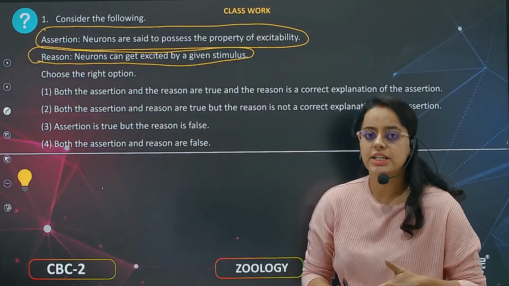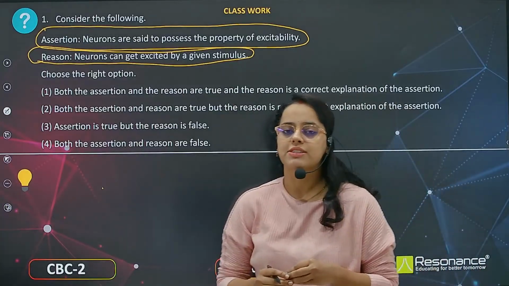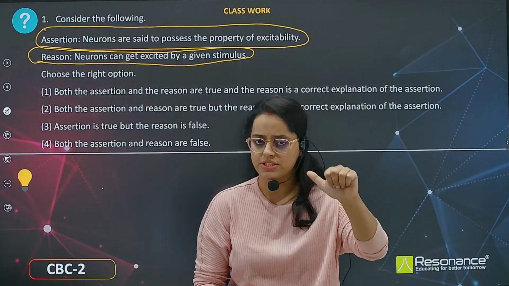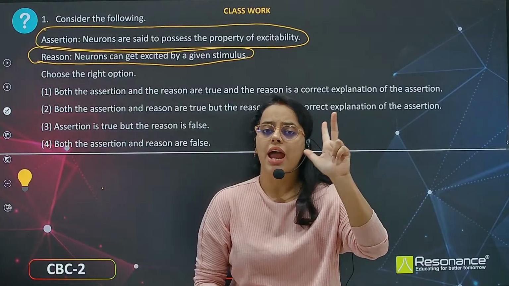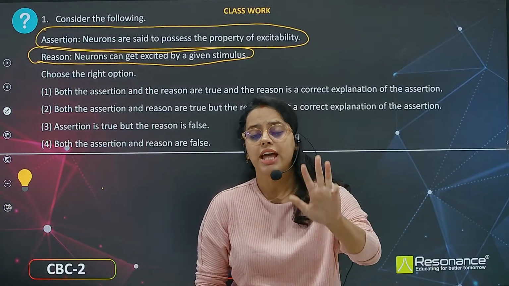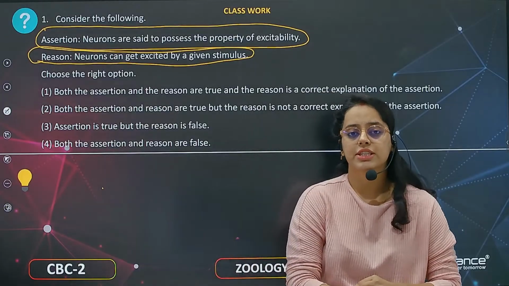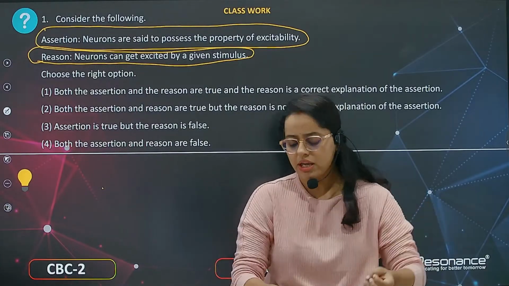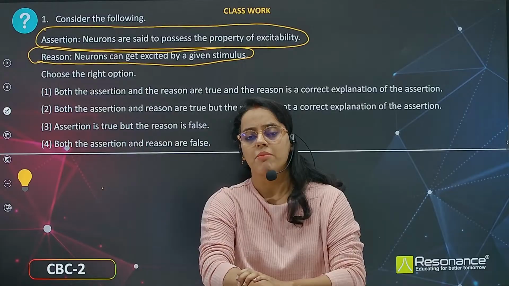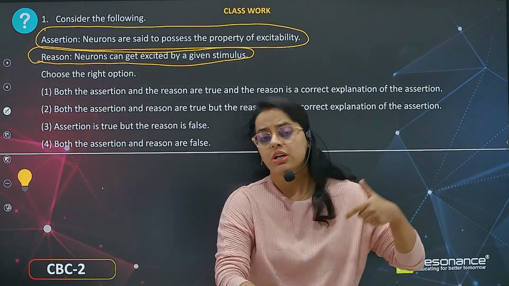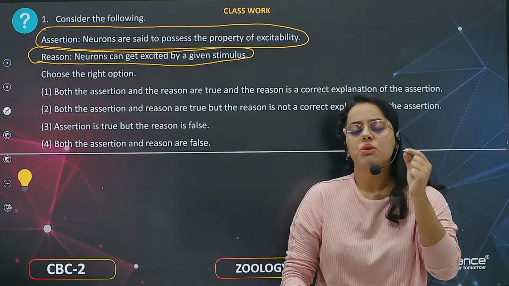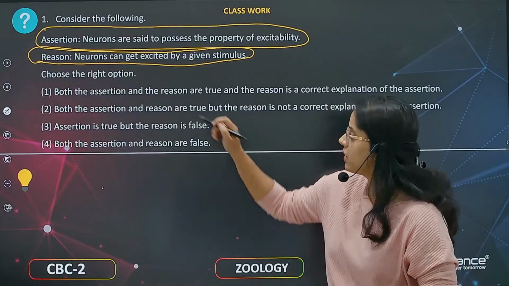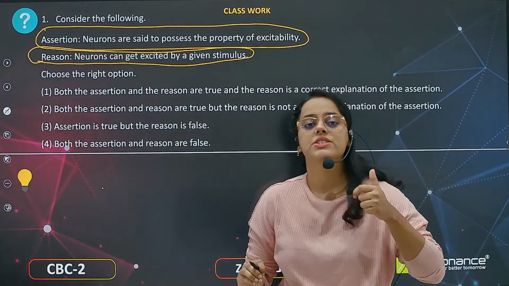Neurons get excited by a given stimulus. As I have told you, the stimulus can be from various sense organs. We have 5 sense organs that we have discussed: eyes, ears, nose for smelling, tongue for taste, and touch, that is skin. These 5 sense organs receive the stimulus. If you touch your arm, the touch stimulus is reaching the brain, right? A minimum threshold is required to transfer the stimulus to the brain. So both assertion and reason are true, and the reason is a correct explanation.